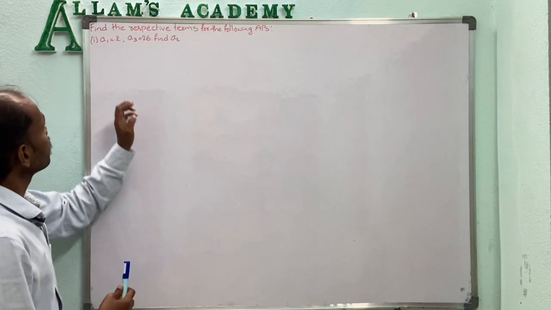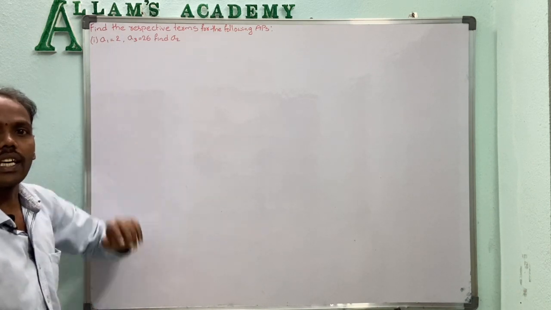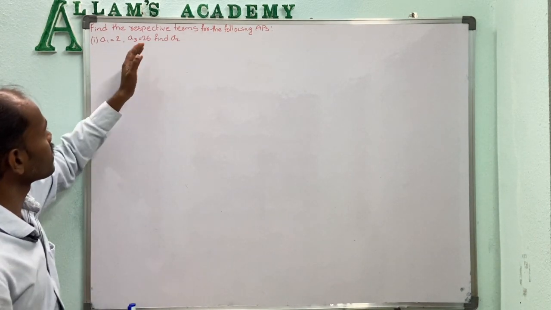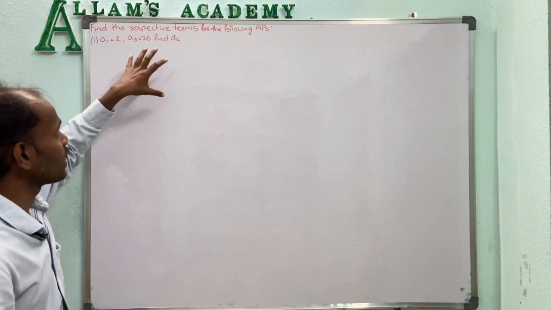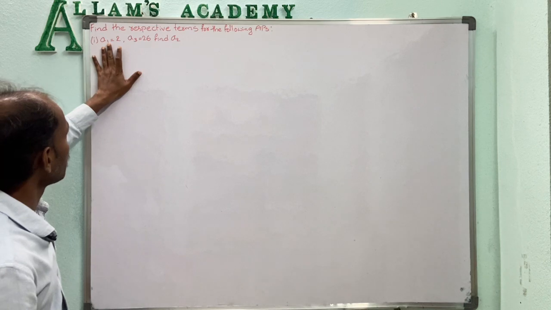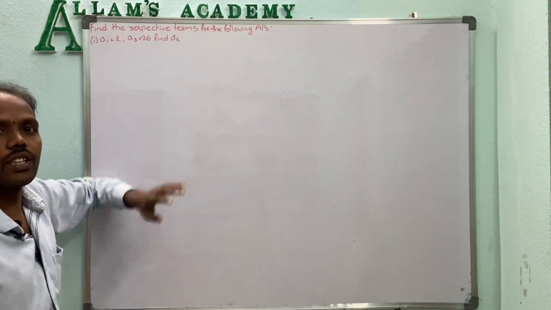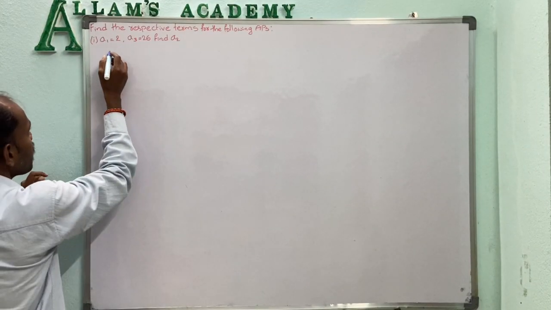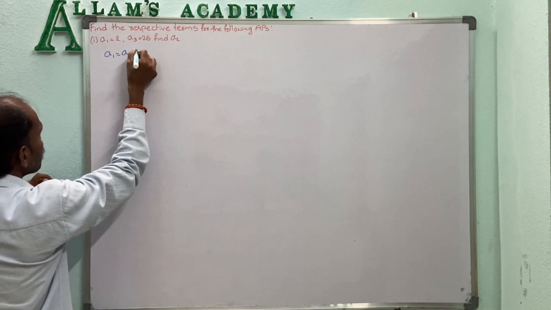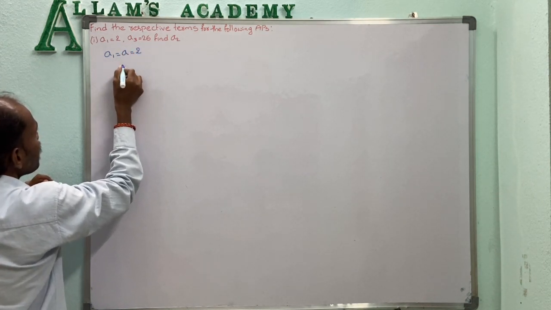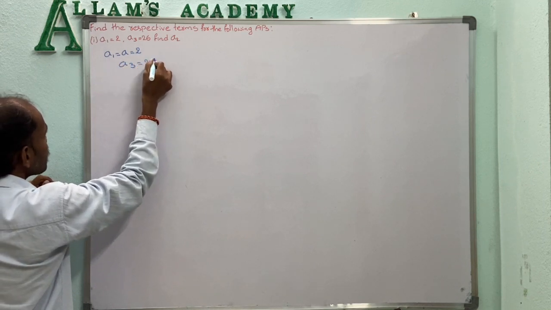Here, given: find the respective terms for the following APs. For these arithmetic progressions, some terms are given, and we have to find the term asked. Here a1 equals 2, a3 equals 26, then find how much a2 is. So for the given series, a1, that is nothing but a, equals 2 given. Now the next term, a3, is given as 26.